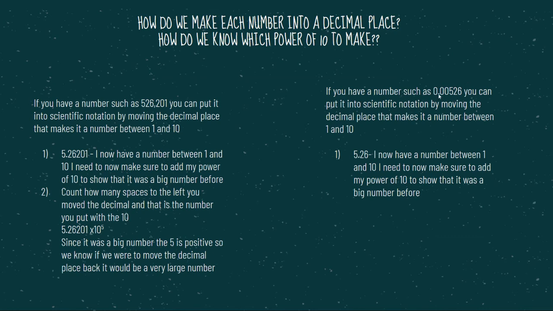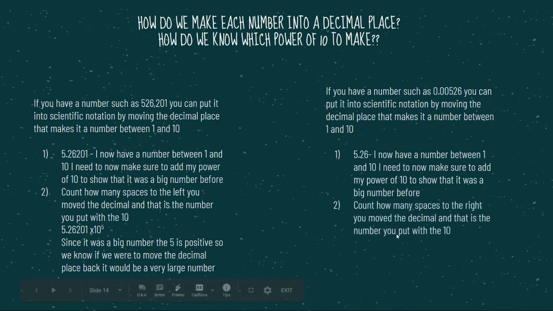But again, this time, I have to remember that this number was less than 1 to start with. So when I move my decimal place, 1, 2, 3 spaces over, so I counted my decimal places to the right. When I moved them 3 spaces over, this time I have to use -3 because my number was so much smaller than the original number, the number I have now.